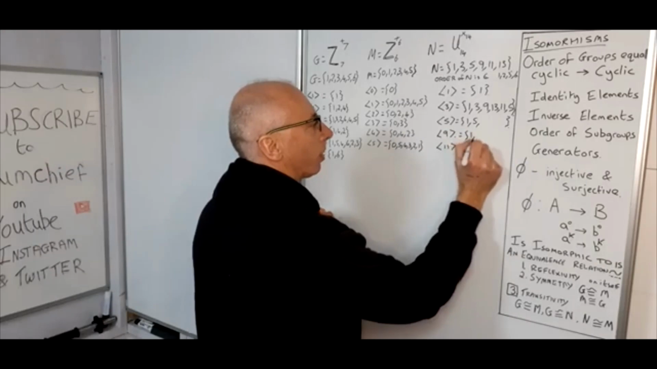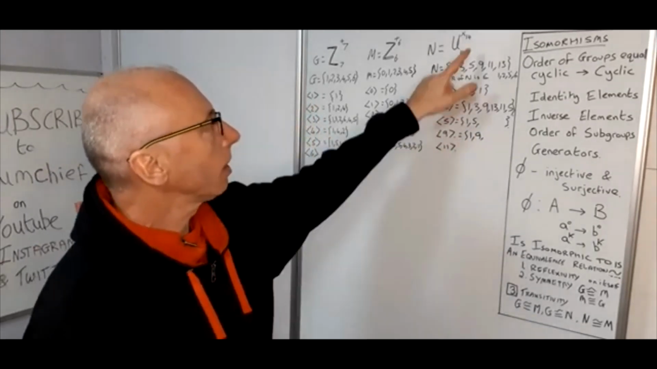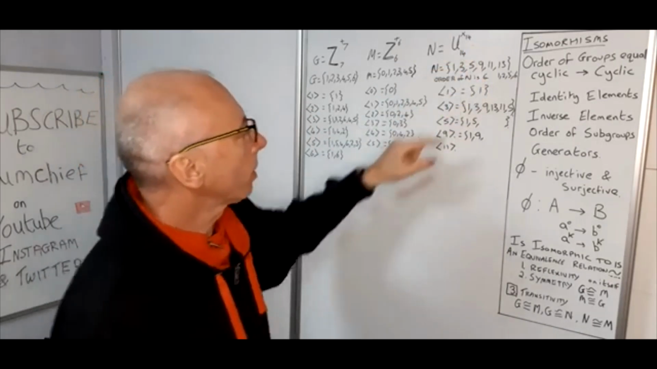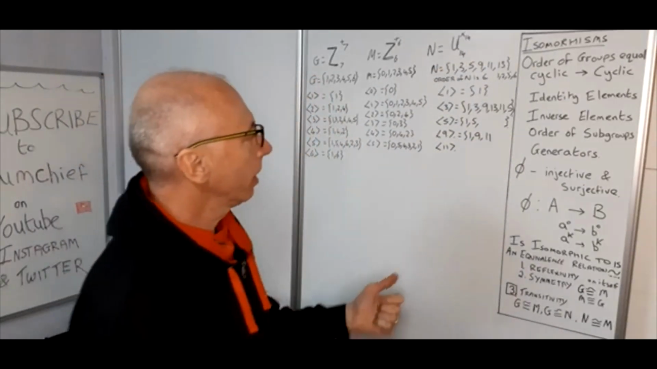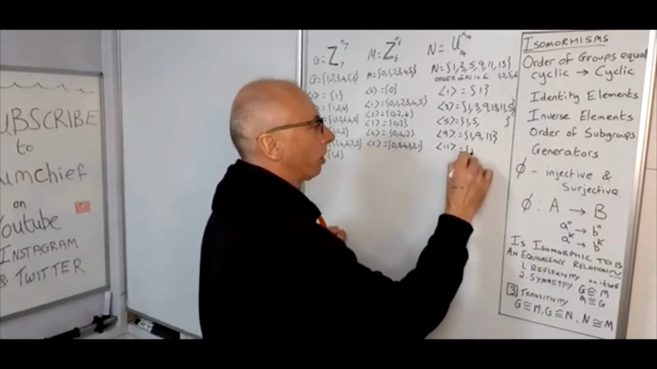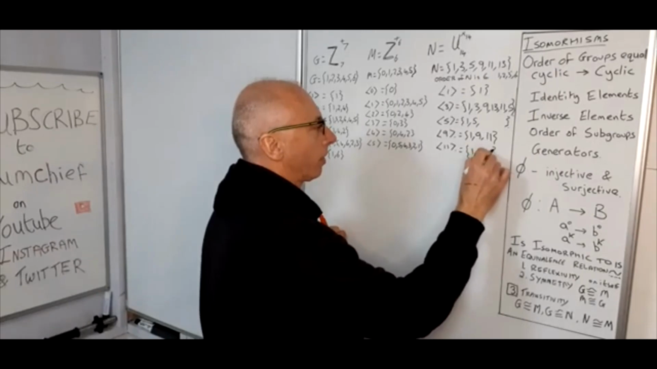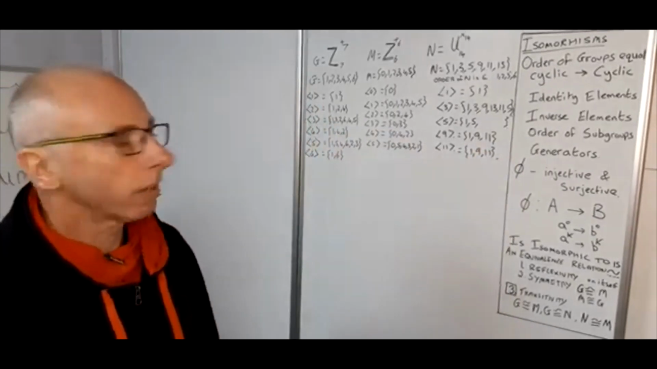So starting off with 1 and 9, 9 9s are 81. 81 modulo 14 is going to give us 11. And 11 9s are 99, which gives us back to the 1. So this group is going to basically give us the same. So I'm going to let you check that one out for yourselves.